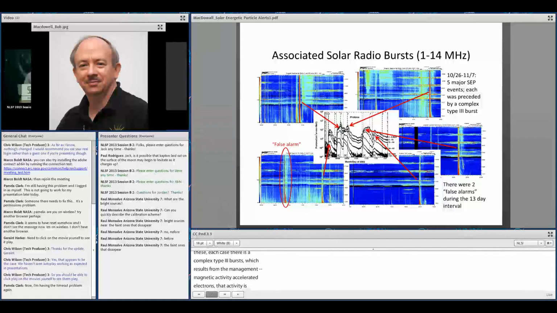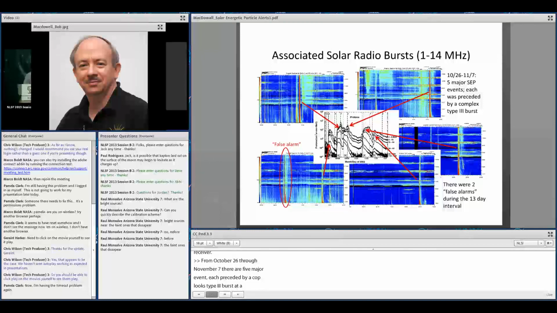You see that there are 5 events. I've drawn red arrows to show which ones are related, that is, they lead the SEP events. And typically, they're occurring at the same time as the X-class flare. So you can imagine that they are one proxy, and furthermore, they're a proxy that's easy to detect because all you need is a radio receiver. So from October 26th through November 7th, there are these 5 major SEP events, and each was preceded by a complex type 3 burst at approximately the time of the X-class flare.